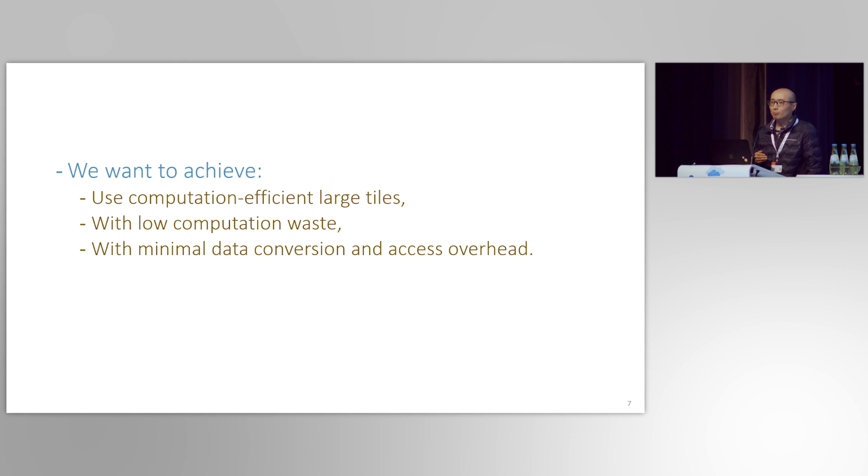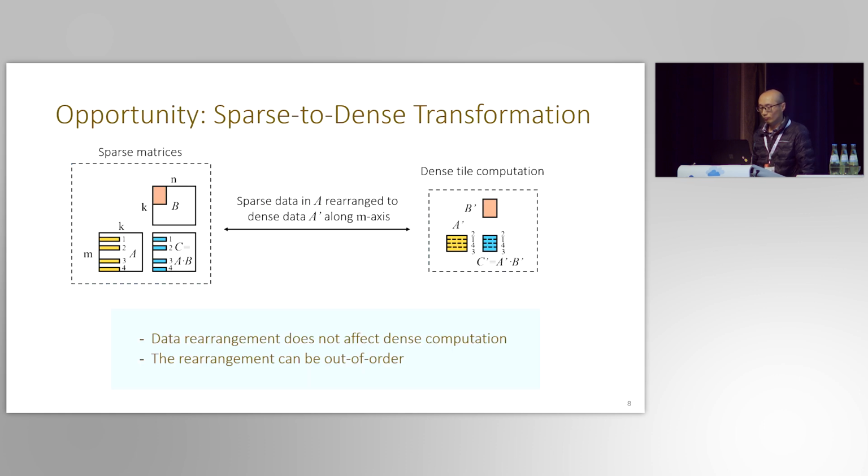So we can see that both regular tile covering and sparsity-aware kernels cannot well deal with dynamic sparsity. In this work, we want to achieve computation-efficient large tiles with low computation waste and minimal data conversion overhead. The opportunity is online sparse to dense transformation.